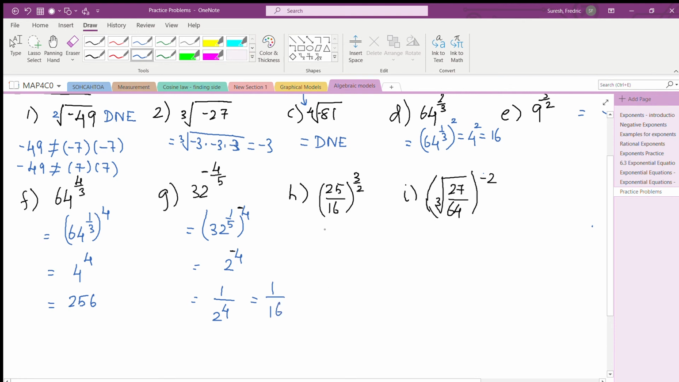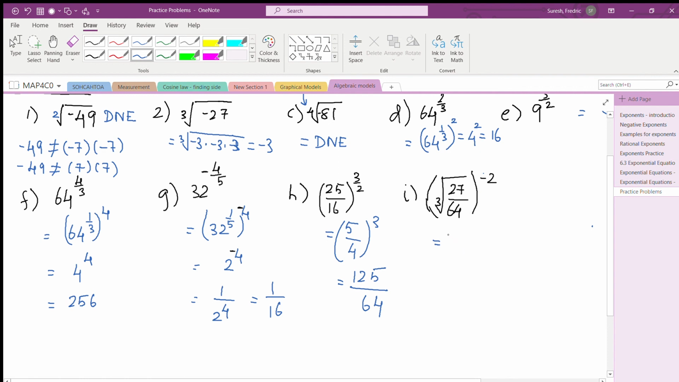Coming to the fraction here, it operates just like before. In this case, you're going to apply the square root, the 2 there, both to the numerator and to the denominator. So square root of 25 is a 5, square root of 16 is a 4, and then you still have to work with the power 3, and 5 to the power 3 is 125, and 4 to the power 3 is 64.